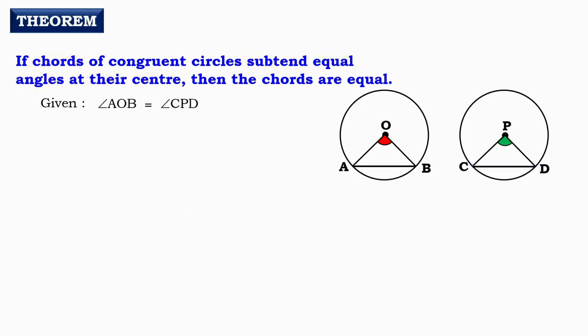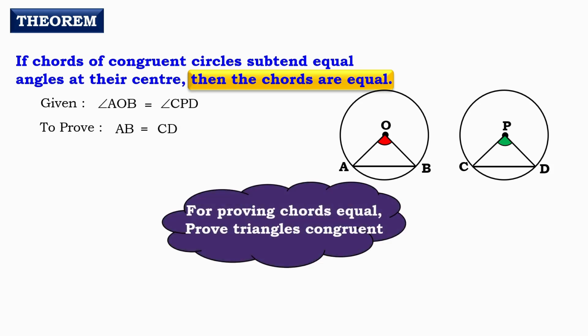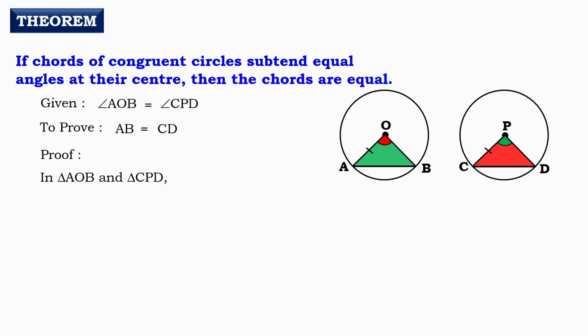Now what we need to prove? In to prove, we have to prove that AB is equal to CD, chords are equal means AB is equal to CD. So for proving chords equal, first thing we need to prove is that the triangles are congruent. So now let's come to the proof. So let's take triangle AOB and triangle CPD. So in this case, AO is equal to CP because they are the radius of the congruent circles.